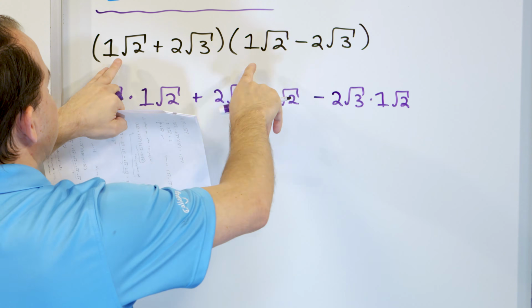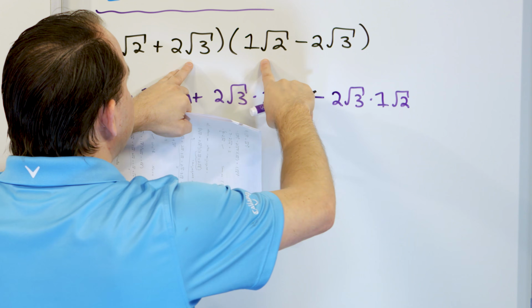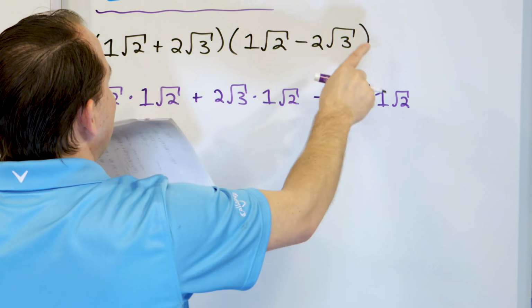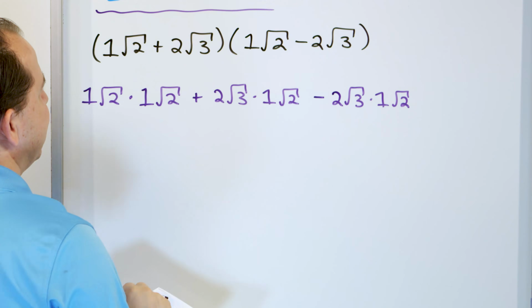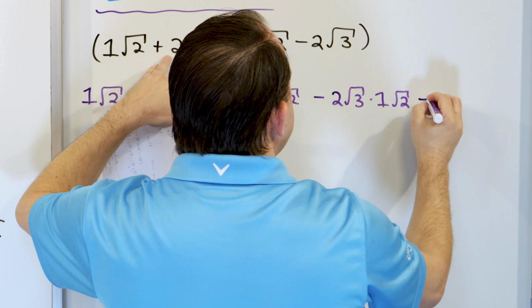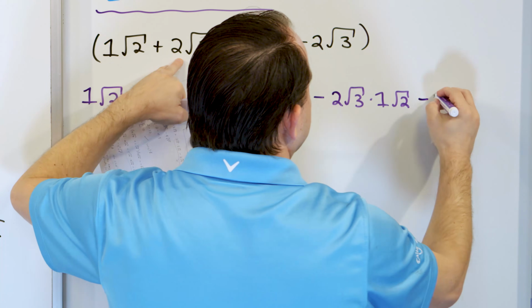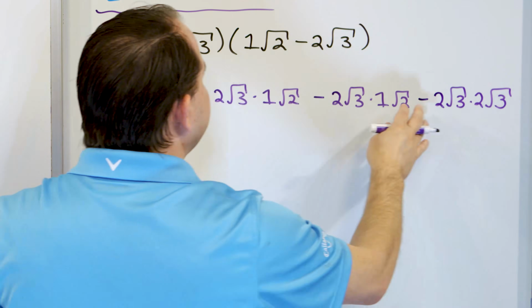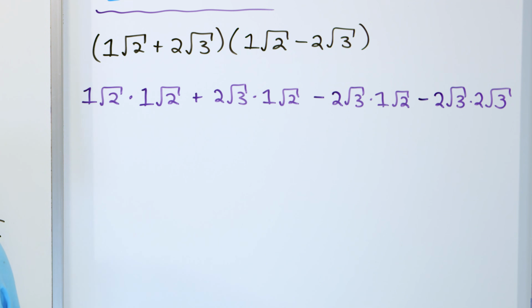So in other words, this is 2 root 3, 1 root 2. This is also 2 root 3 times 1 root 2. I'm just writing it in the backwards order so it matches exactly. And I have a minus sign from this multiplication, and it's going to be 2 root 3 times 2 root 3. So this is the entire thing multiplied out in all of its glory. Okay, let's see what happens.